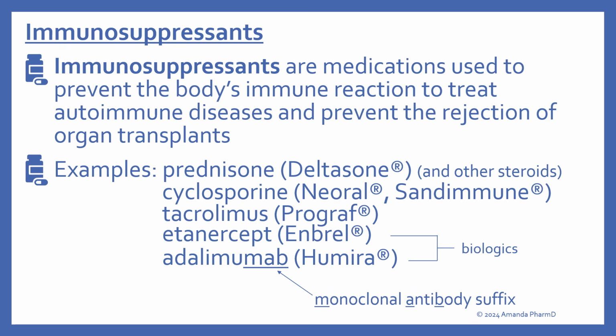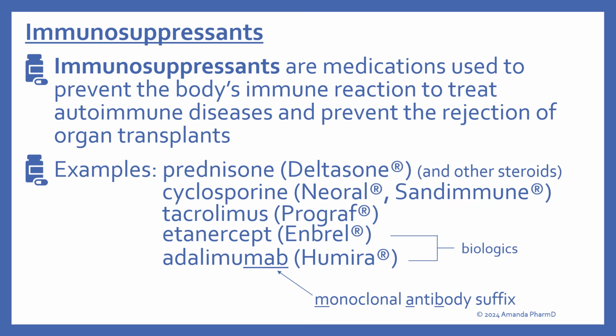Next are the immunosuppressants. Immunosuppressants are medications used to prevent the body's immune reaction to treat autoimmune diseases and prevent the rejection of organ transplants. So some examples include prednisone, brand name is Deltasone, and other steroids are also immunosuppressants. Cyclosporine, brand name is Neoral or Sandimmune. Tacrolimus, brand name is Prograf.